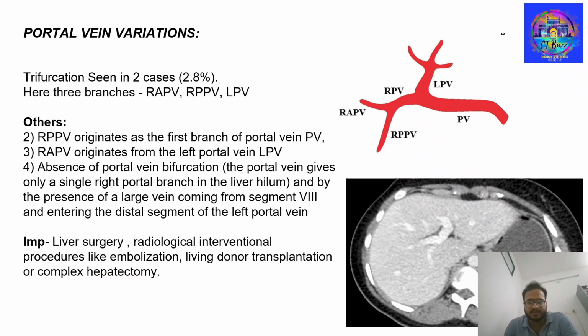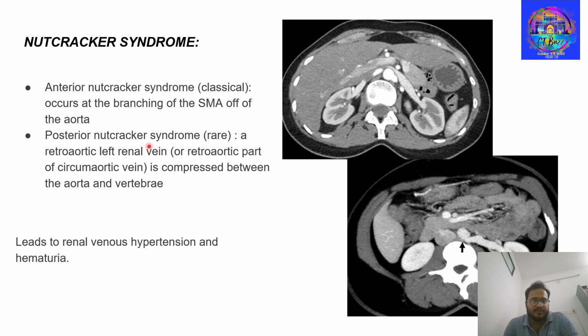Coming to nutcracker syndrome, it has two types, anterior and posterior. Anterior is the classical one and posterior is the rare one. This is the axial arterial phase CT scan of abdomen and pelvis showing branching of the SMA from the aorta. And this is a posterior nutcracker syndrome image, axial CT venous phase showing retroaortic left renal vein, and it is seen compressed between the aorta and the vertebra. This may lead to renal venous hypertension, which may result in hematuria in patients.